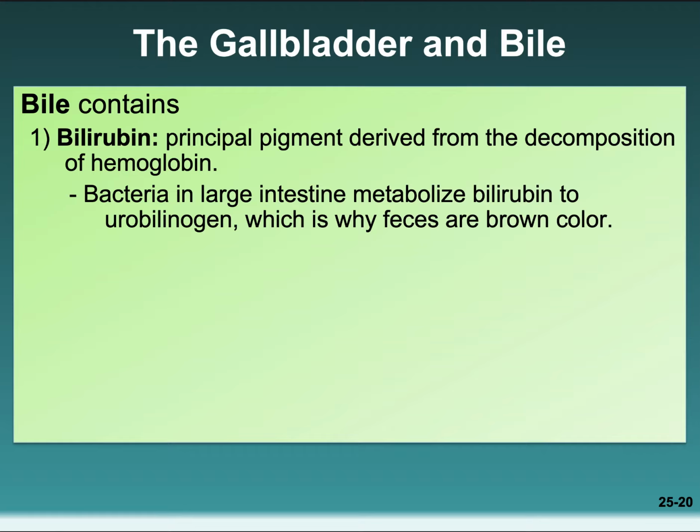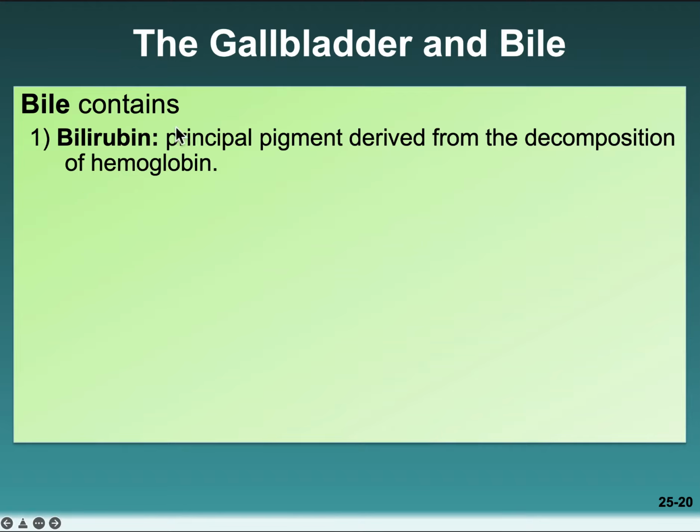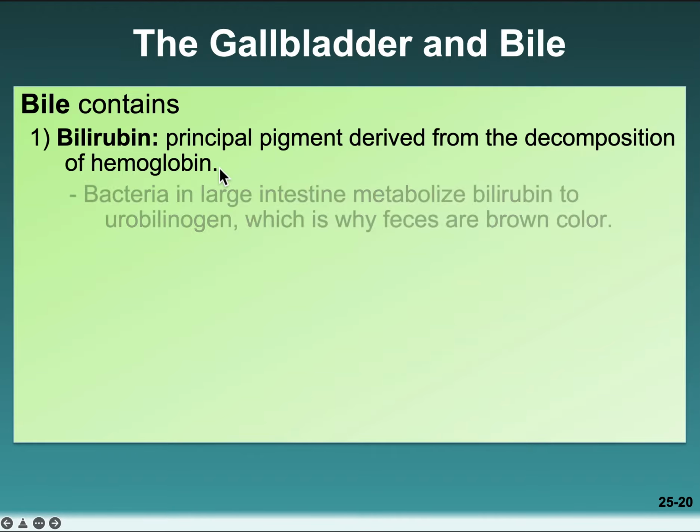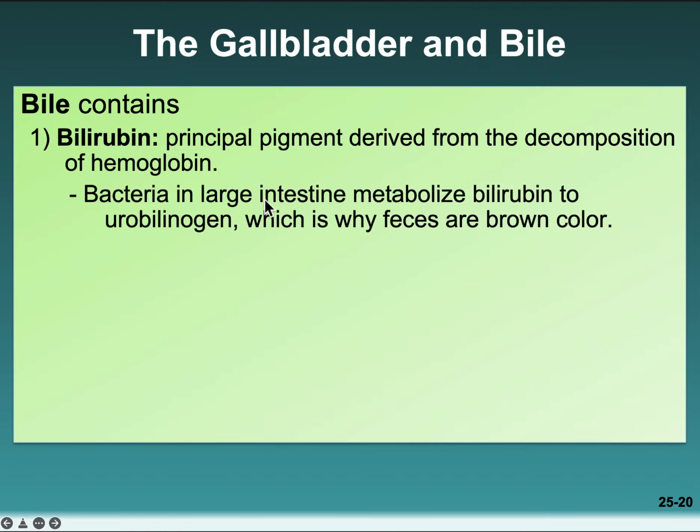So bile contains lots of things. It contains bilirubin, which is a pigment derived from breaking down hemoglobin. So when we said bile contains a pigment, here's one of the pigments called bilirubin, and it's pretty important. Then bacteria in the large intestine are metabolizing bilirubin and converting it to urobilinogen right here. And that's what makes feces brown. So ultimately, why are feces brown? It's a byproduct of the breakdown of hemoglobin.